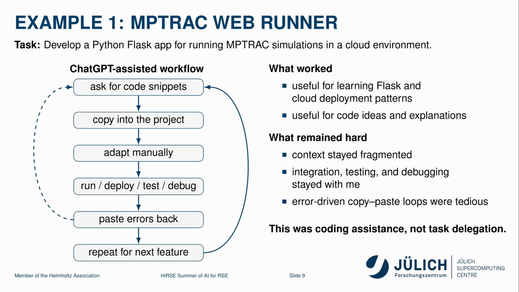So this is using a ChatGPT assisted workflow. So basically, we would ask ChatGPT for code snippets for specific features. We would copy them into the project. We would adapt this manually. We would run, deploy, test, and debug the feature. Usually there would be errors, so we would paste the errors back to ChatGPT, ask for new code snippets, and so on until it's finally working. And then we would move on to implementing the next feature.